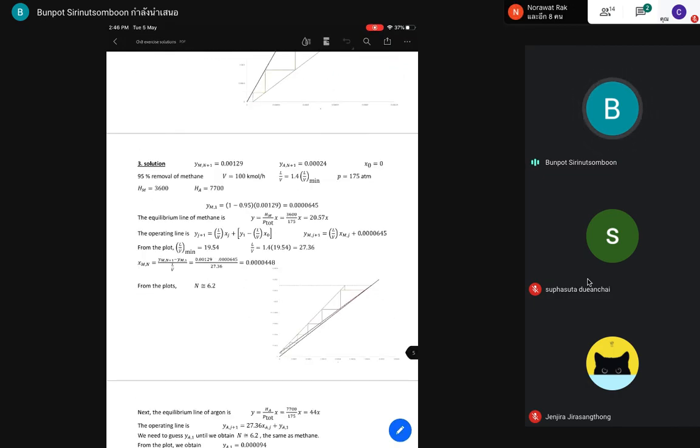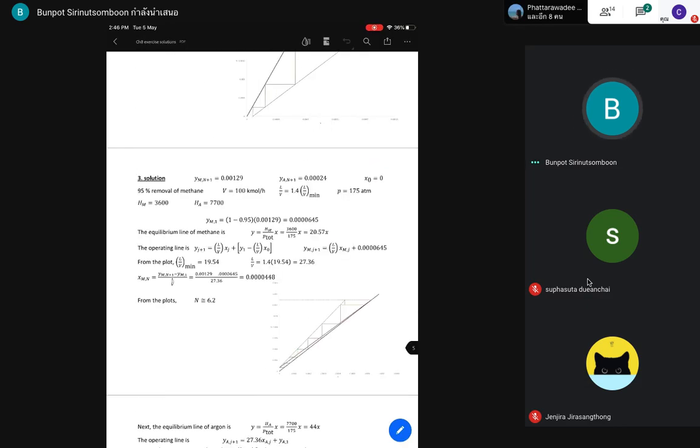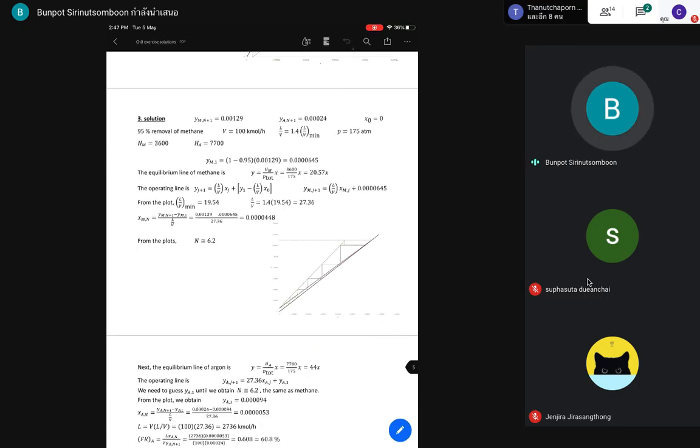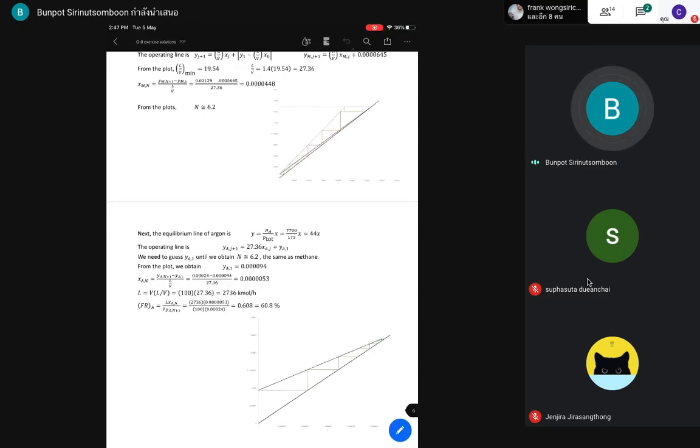The third question is multi-component. I have two solutes here. I start with the calculation for the first solute, methane, and then move on to the next solute, which is argon. So do the calculation one solute at a time.